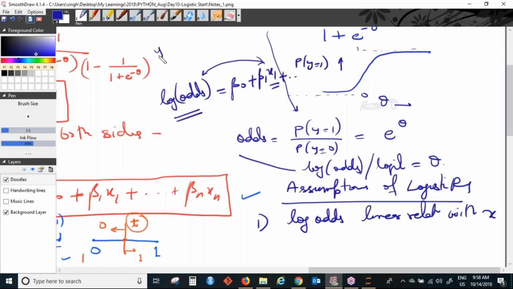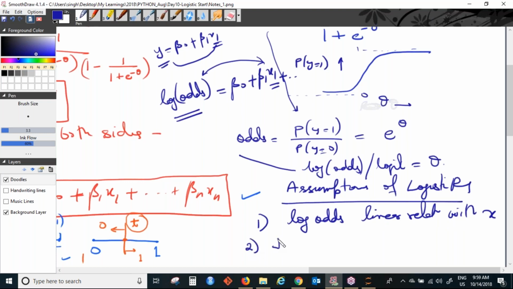Similarly, in linear regression, if you remember, we used to say y should have a linear relationship with x, right? So similarly, in place of y, we have log odds here. So here we can say log of odds should have a linear relationship with x. That's what I have written here. Log of odds should have a linear relationship with your x. This is the first assumption of logistic regression.